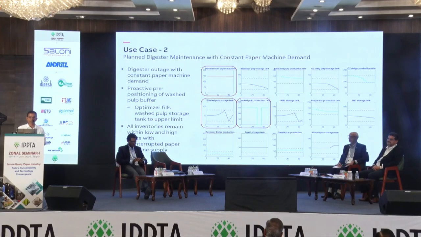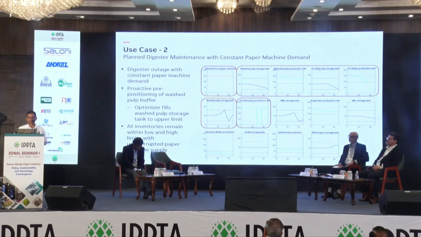Interestingly here, the optimizer is not only proactively taking actions, it is strategizing. It is keeping the buffer in the washed pulp storage at the upper limit even before the outage happens, so that there will be continuous productivity from the fiber line, because there is a hard constraint from the paper section that we have to meet a constant demand.